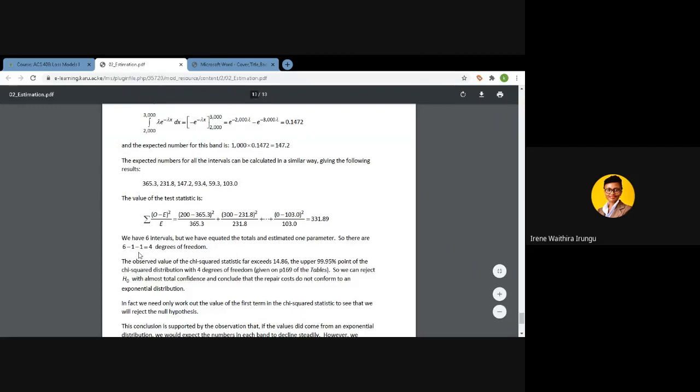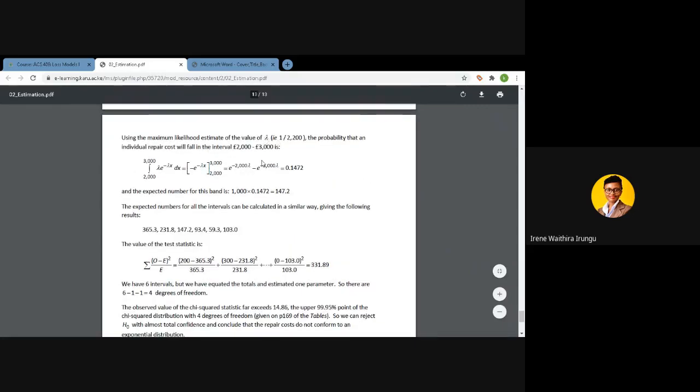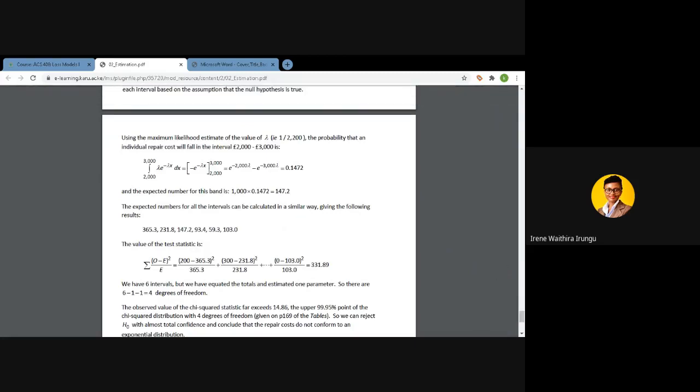Have we estimated any parameter? Yes, we have. We have estimated our parameter lambda, and this is therefore one parameter. So we reduce that again by a further one parameter. It means if we are looking at an instance where our repair costs were modeled using a Pareto distribution with parameters alpha and lambda, then in that case we'd have had to reduce our degrees of freedom by 2 instead of this particular one.